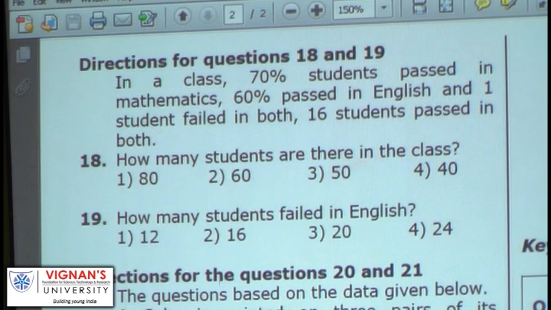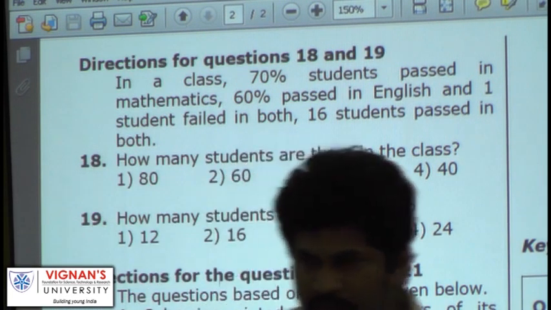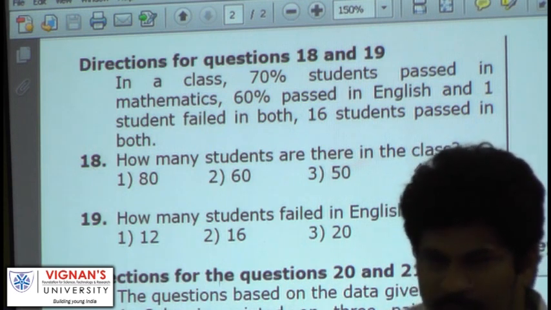100% minus 1 is equal to 70 plus 60 minus 16. So 30% is equal to 15. 100% is 50. Total number of students in the class is 50.